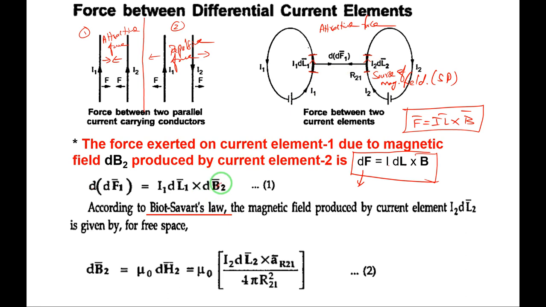Then we know the relationship between B and H. B is equal to, let us assume that this is placed in free space. So B is equal to mu naught H, right?